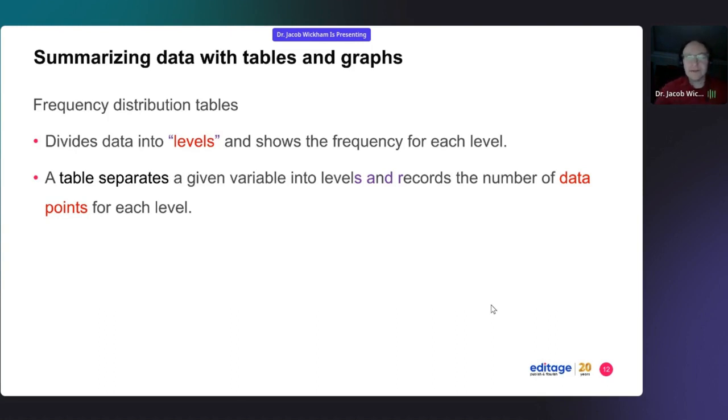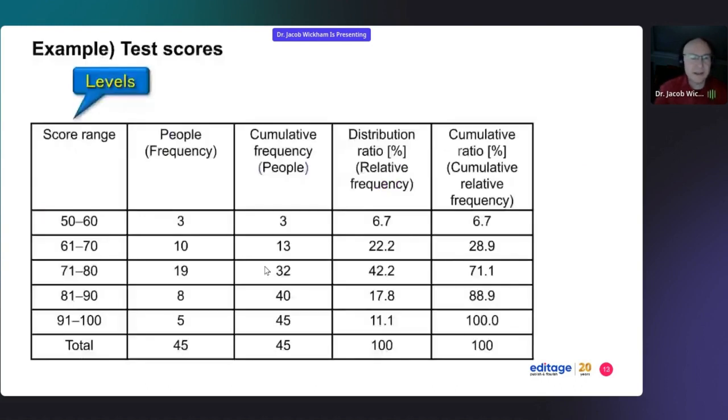So a table can separate given variables into levels and records the number of data points at each level. So here is a frequency distribution table. These are some testing scores, and there's ranges, and then the frequency in each range. And then you can have these other statistics like the ratio distribution and the cumulative ratio. This is additive when it sums up your data points, 50 to 60, and then it adds also the next level together and the next level after that until you have like 100% added up.